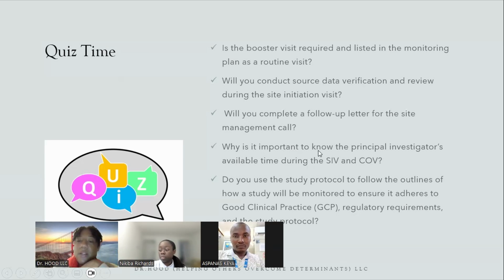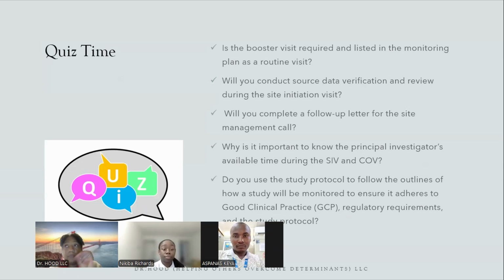Okay, so why is it important to know the principal investigator's availability time during an SIV and a COV, a site initiation visit and a closeout visit? Why is it important to know the investigator's time? So you can know what pertinent information is required for them to be present at during the presentations, and also what information in those presentations are okay if only the site staff are available. Correct. And so both of these visits have that PI responsibility component. And so it's important to be able to discuss.